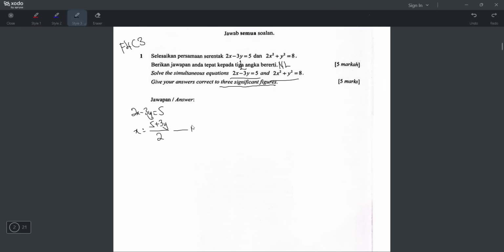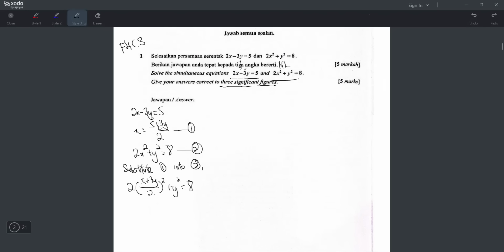So I'll call this equation 1 for now. Then equation 2 will be the other one, the non-linear equation. So I'll write it down here and I'll call this equation 2. And what I will do, substitute 1 into 2. Or in BM, ganti satu dalam dua, 1 into 2. What it means by substitute 1 into 2 is when I write equation 2, instead of writing 2x squared, I'll write 2 bracket square plus y squared equals 8, because the x I already ganti with 5 plus 3y over 2.